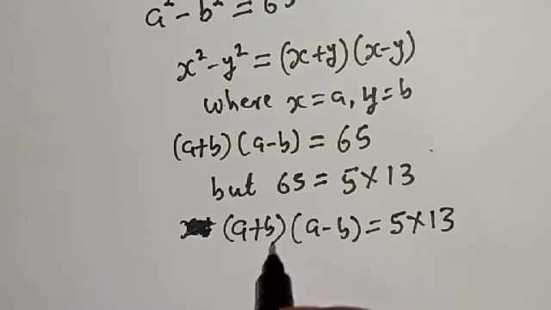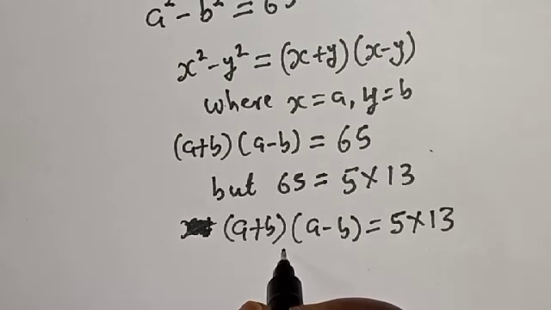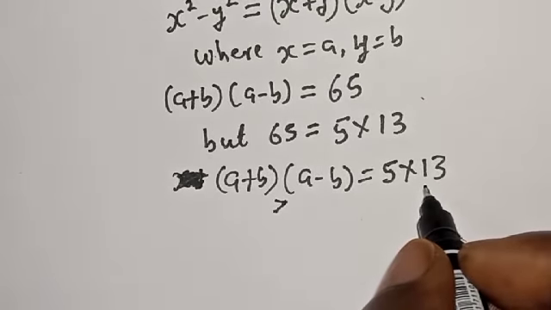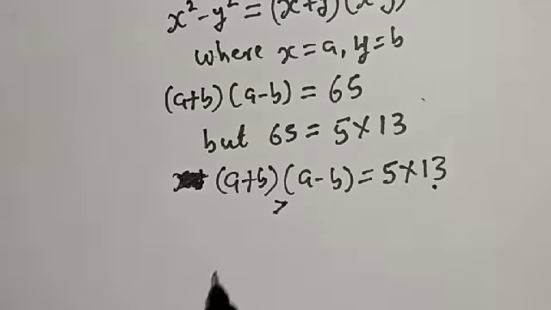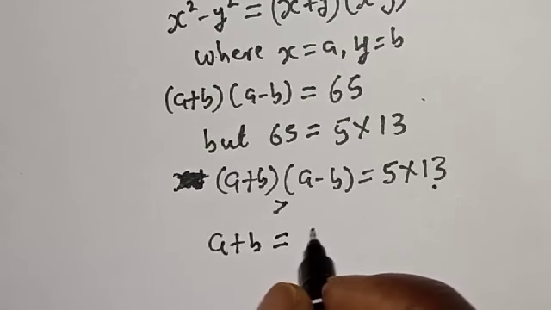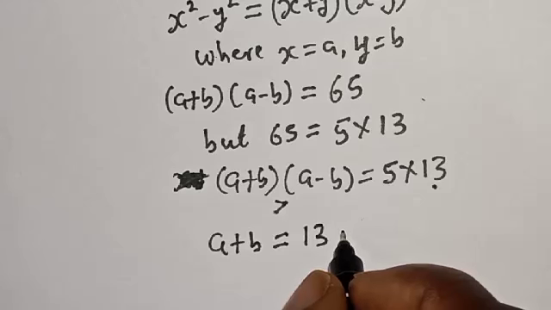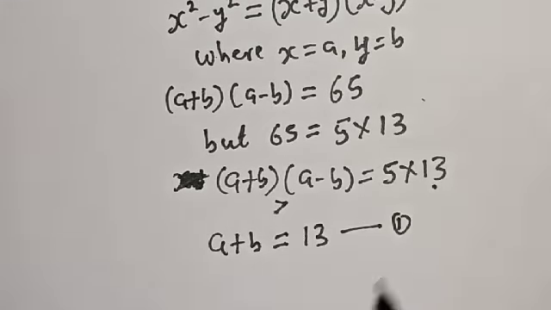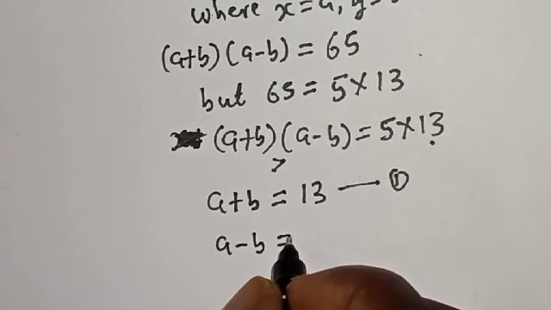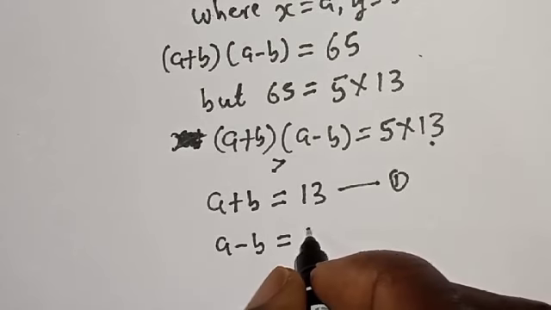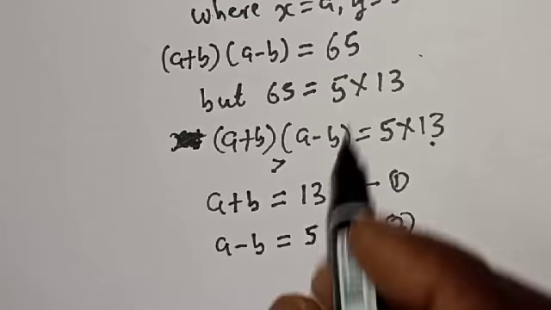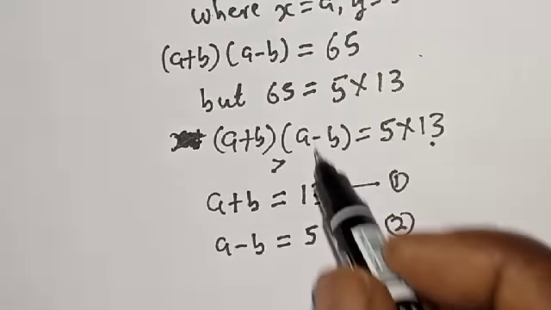But if you look at this, this is greater than this. So therefore, 13 is greater than 5. We have a plus b is equal to 13. Let's call this equation 1. And also, a minus b is equal to 5. Let's call this equation 2, where a and b are positive integers.